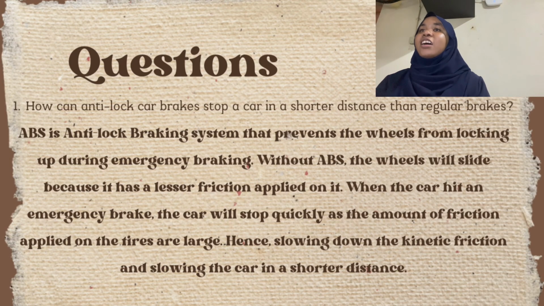How can anti-lock car brakes stop a car in a shorter distance than regular brakes? ABS is the anti-lock braking system that prevents the wheels from locking up during emergency braking. Without ABS, the wheel will slide because it has less friction applied on it. When the car hits an emergency brake, the car will stop quickly as the amount of friction applied on the tires is large, hence slowing down on the kinetic friction and slowing the car in a shorter distance.